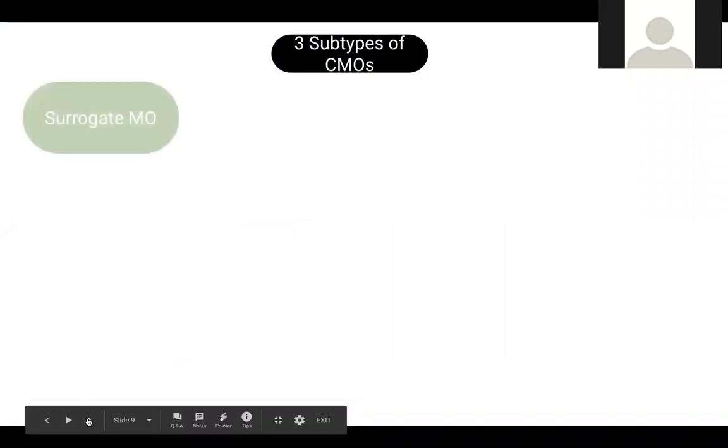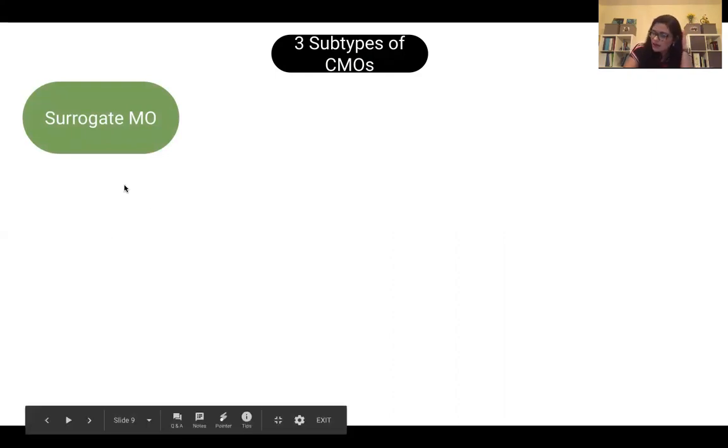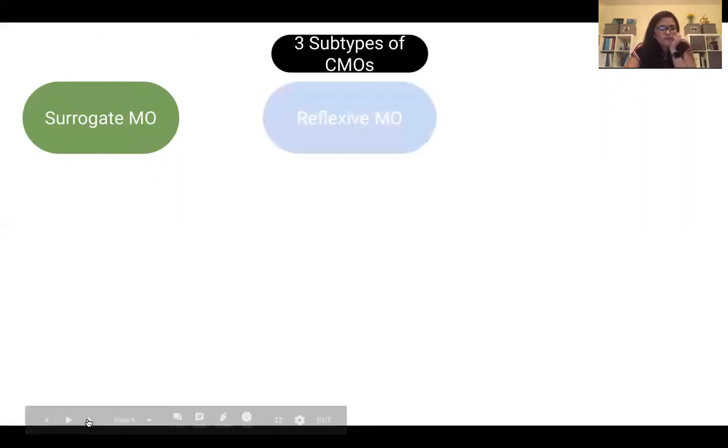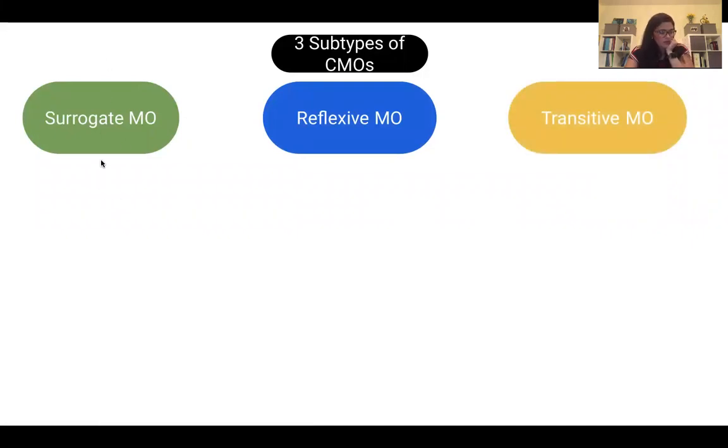This one is the 3 subtypes of CMOs. Who wants to call them out? CMO-T, CMO-S, and CMO-R. Thank you. So in other words, it would be surrogate MO, reflexive MO, and transitive MO, okay? So who can tell me in their own words the definition for surrogate? It's hard, so it's okay if you don't know.